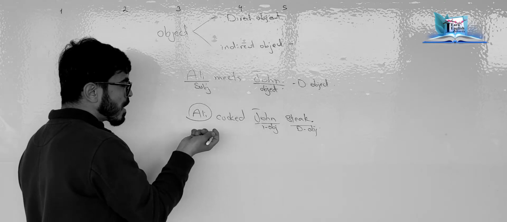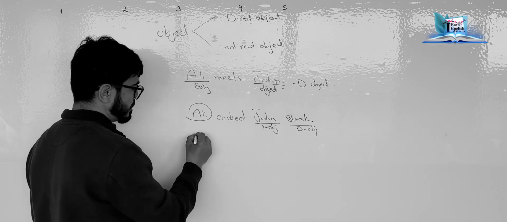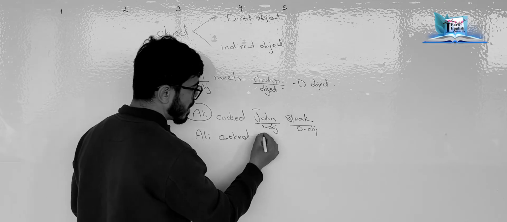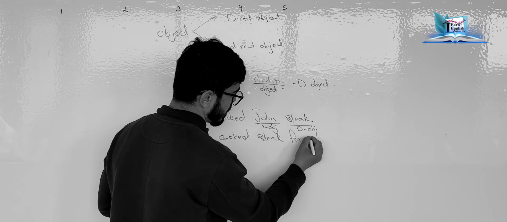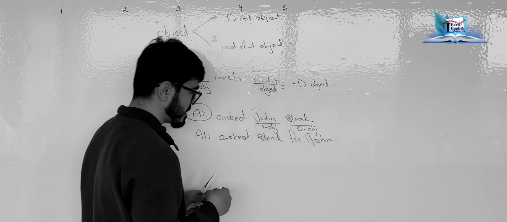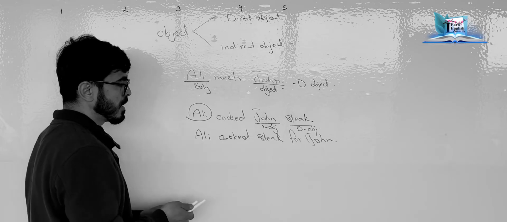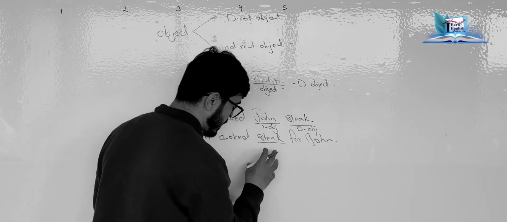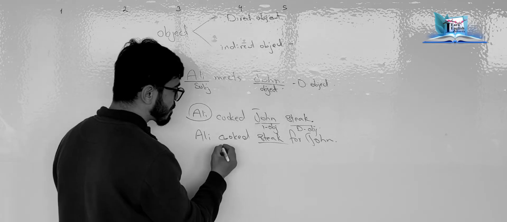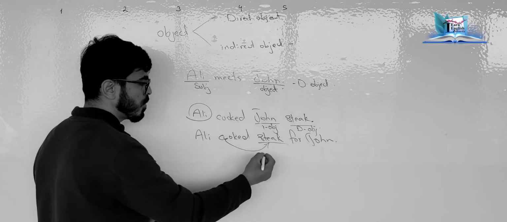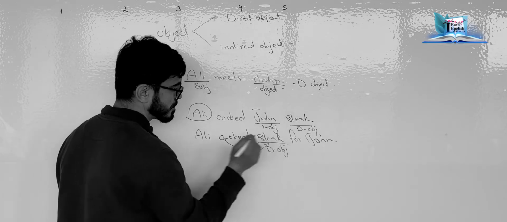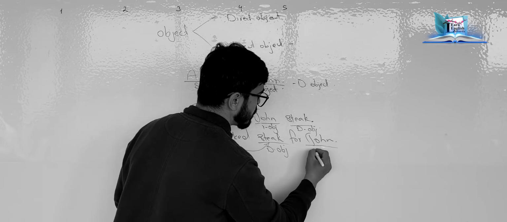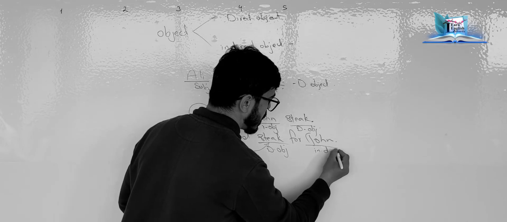Now, let's write this sentence in a different way. Okay? Ali cooked steak for John. Right? So in this sentence, it is obviously something clear that what does Ali do first? So first thing is cooking. Ali cooked steak first. So the first action of Ali is done on a steak. So this is direct object. And then he does this action for who? He did this for John. For John, John is indirect object.